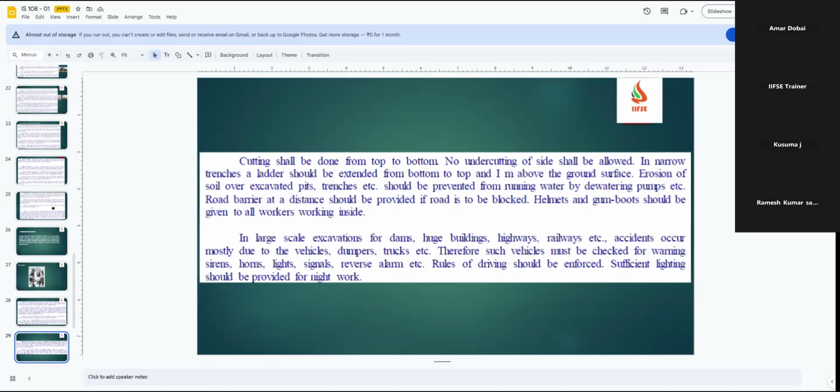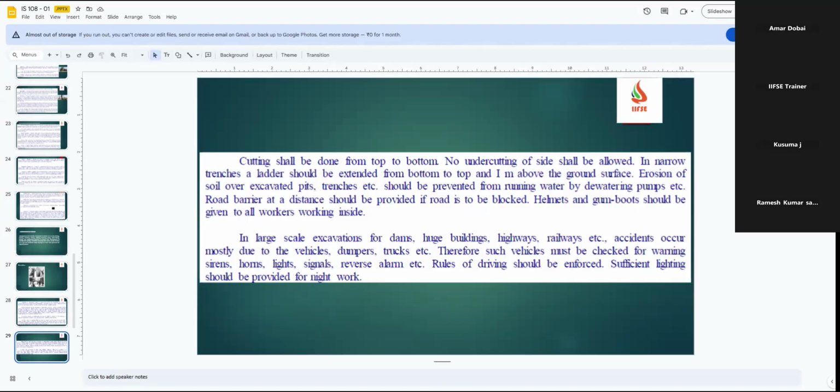In large scale excavations of dams or huge buildings, highways and railways, etc., accidents occur mostly due to vehicles, dumpers, and trucks. Therefore, such vehicles must be checked for warning sirens, horns, lights, signals, reverse alarm, etc. Rules of driving should be enforced and sufficient lighting should be provided for night works.